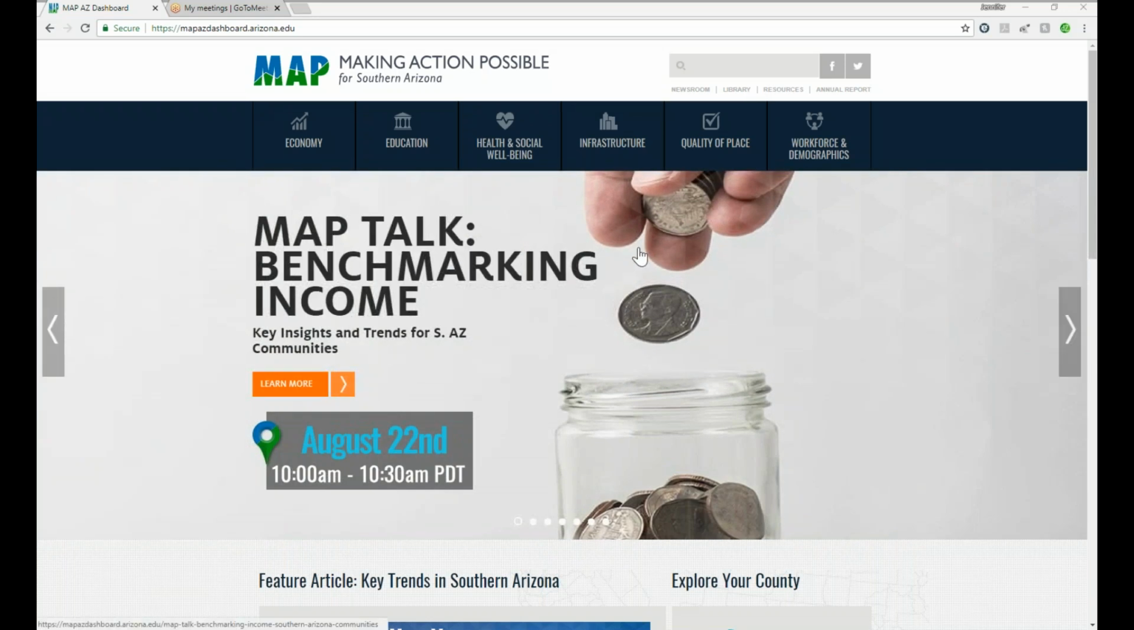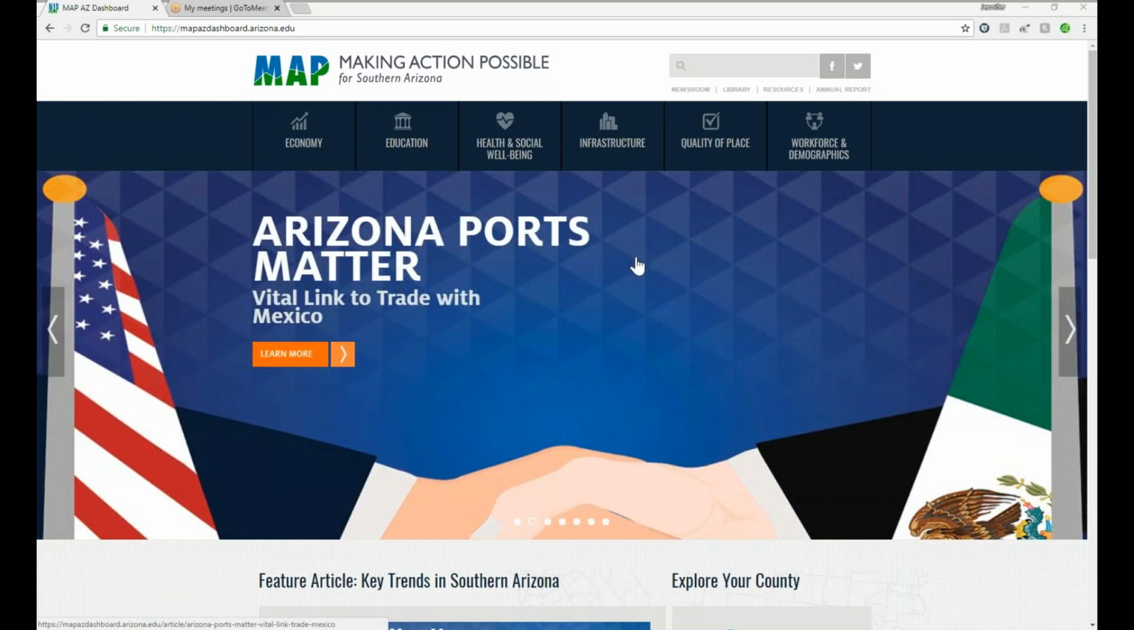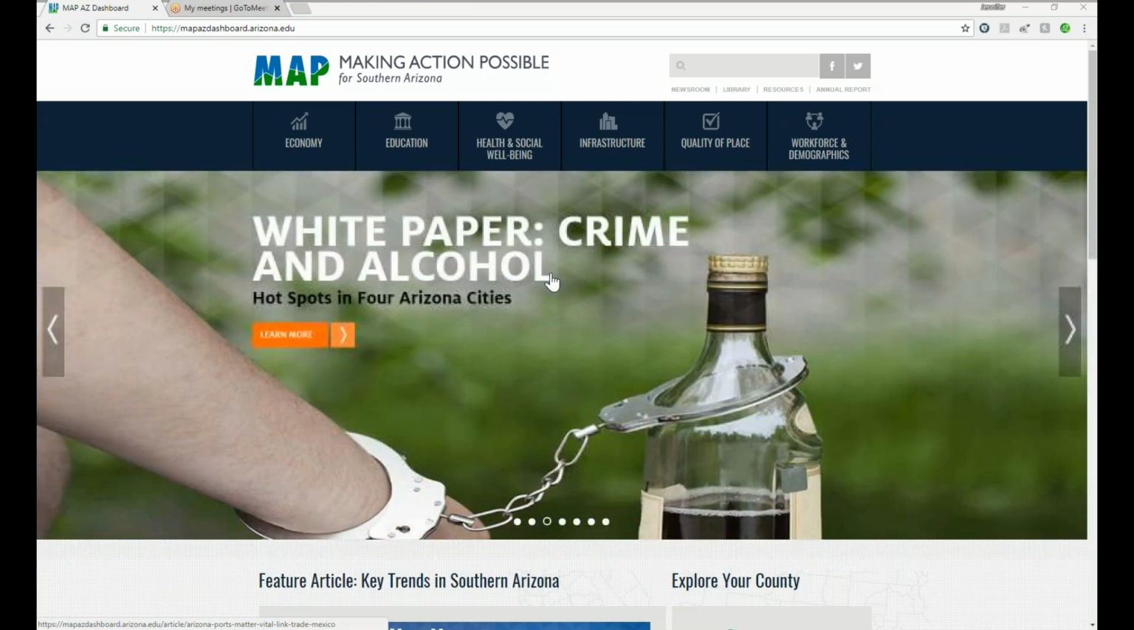Just below this mega menu, I'm going to walk you through the homepage very quickly in case you haven't had a chance to explore the website, so you know how to navigate it. We have a rotating slideshow that contains our feature articles that we write. We write 2 feature articles each month, and those highlight different topics in Southern Arizona that are relevant to our community.